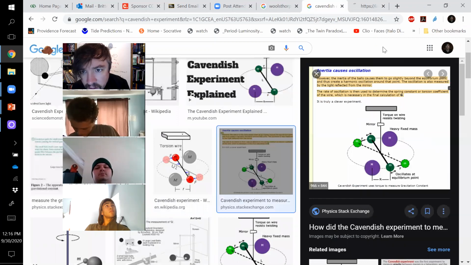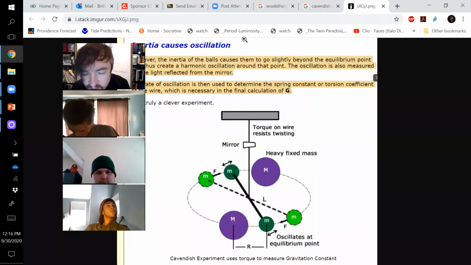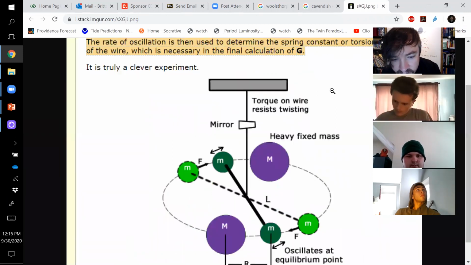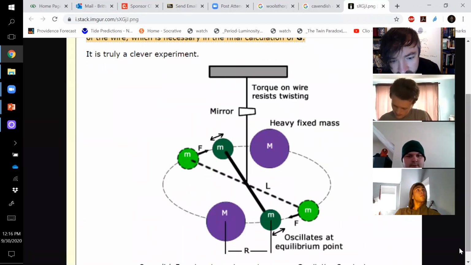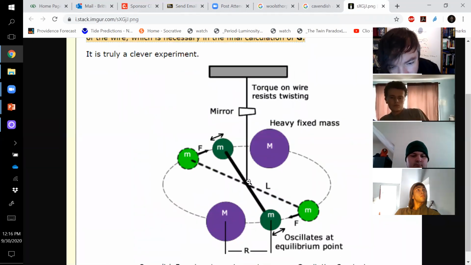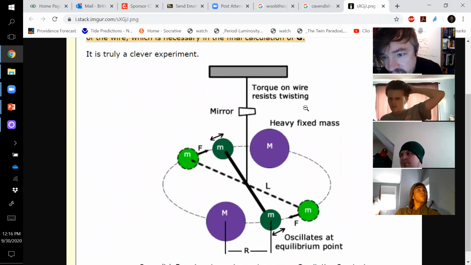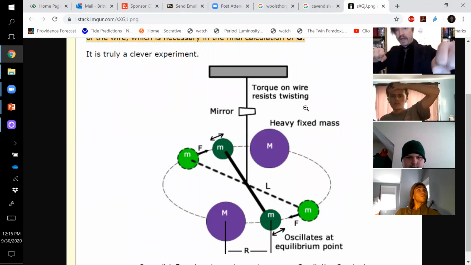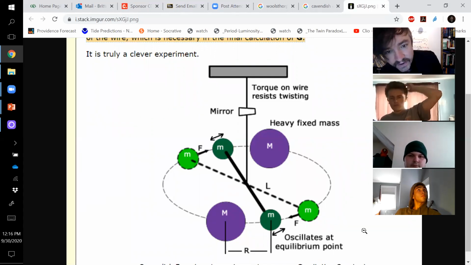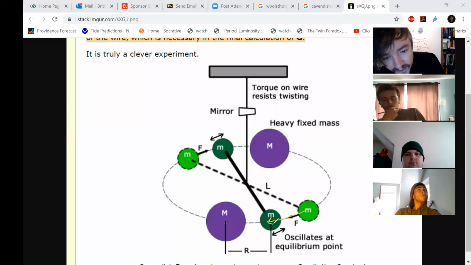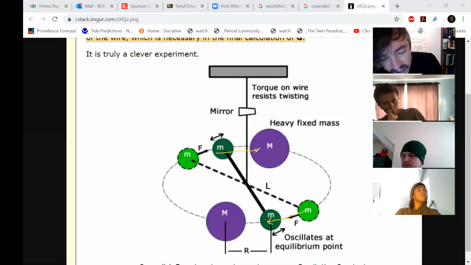So he took these massive spheres made of lead. They were kind of like bowling ball sized spheres. And he held the really massive ones, the purple ones, fixed in place. And he suspended some slightly smaller ones, the green ones, on a very thin rod suspended by a very thin wire that could rotate. This is what's known in physics as a torsional pendulum, because you apply torque to the spheres. And believe it or not, he could actually measure a tiny deflection by gravity.